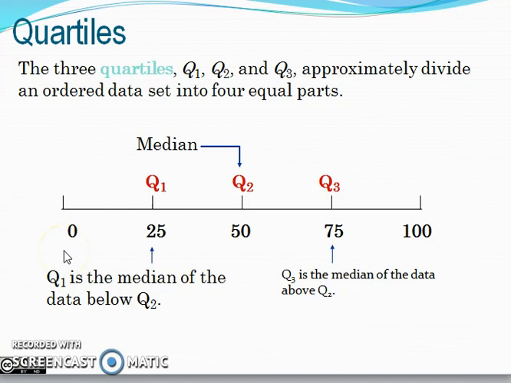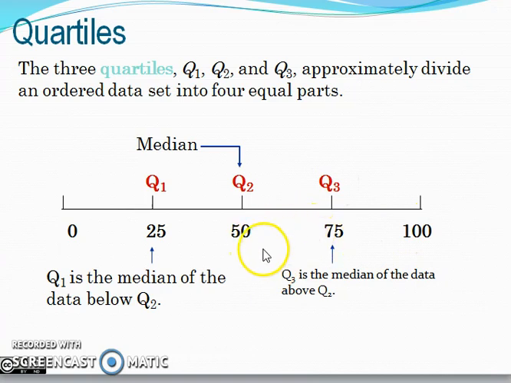To work out Q2, we take the center number, and that would be the median. Between these 5 numbers, the one in the center is number 3, which in this case is 50. And then to work out Q1, we take the lowest number and the center number between the lowest number and Q2, that would give us Q1. The same applies for Q3.